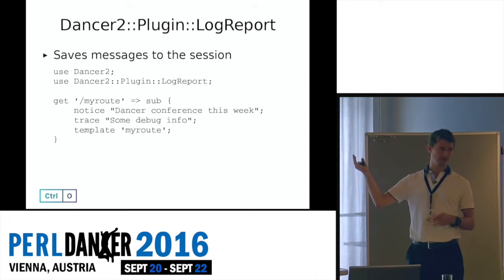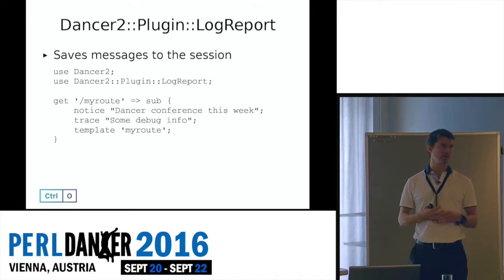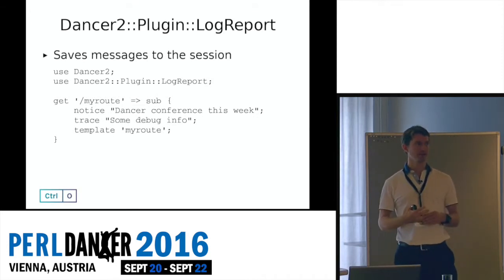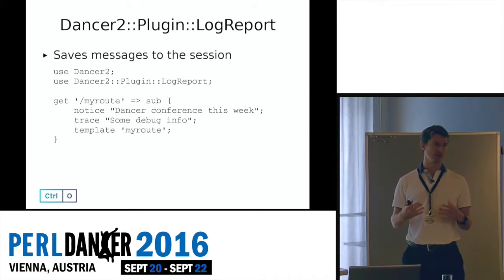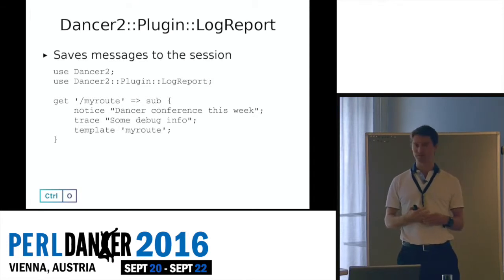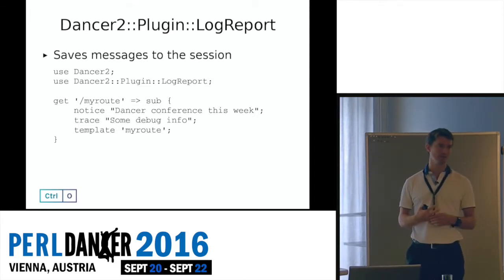So this is it in its very simplest form. Use Dancer 2, use the plugin. What it does is it gives you some keywords that allow you to send messages. And where those messages go depends on what the keyword is that you use. So there are some defaults. There's about 10 different keywords altogether, which I won't go into now. But just to give two examples, there's a keyword called notice, which is primarily designed to send a message to the user, so just let them know something. So here I'm just sending to the web page a simple message. And then there's another one called trace, which is designed to be debug information.